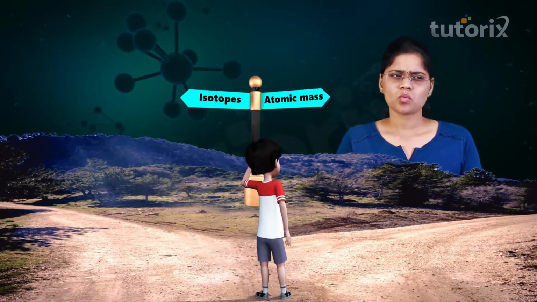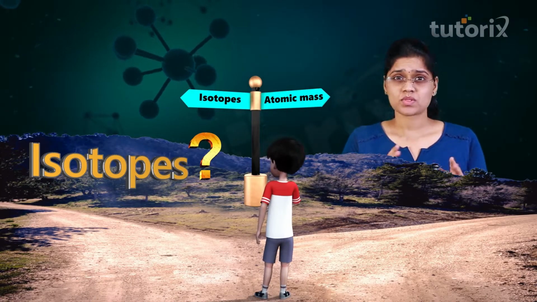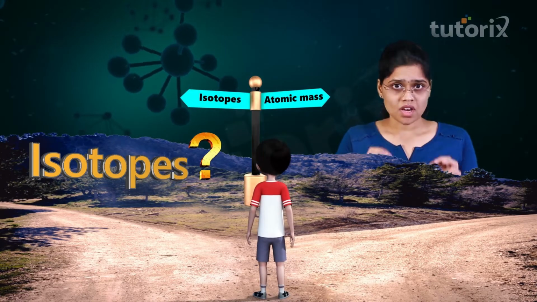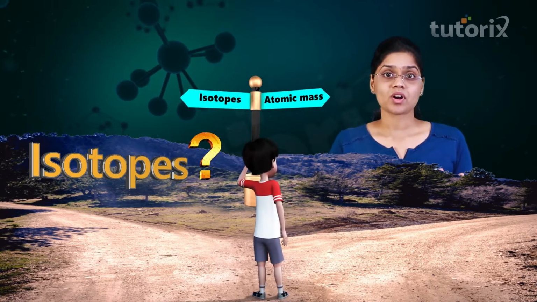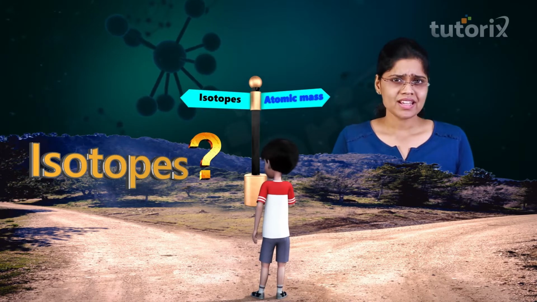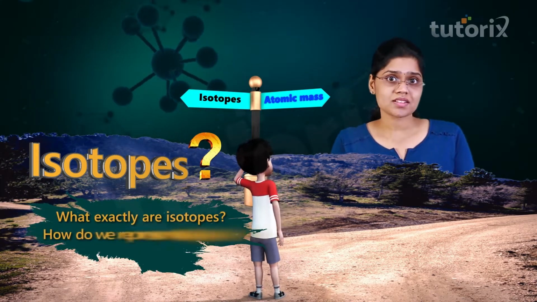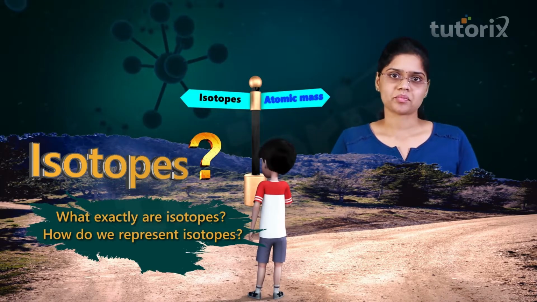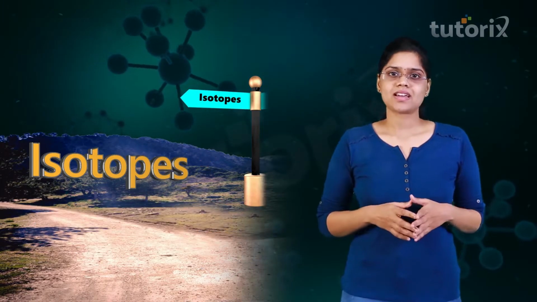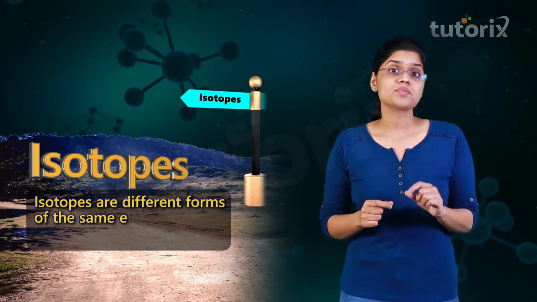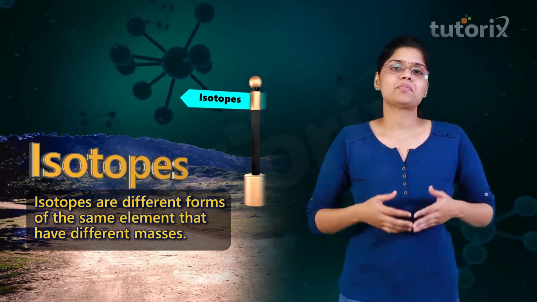Now, I know you're wondering what isotopes are, right? But you see, talking about isotopes now will take us completely off our topic of atomic masses. But don't worry, we'll talk about them in detail, like what exactly they are, how do we represent them, and so on in the next chapter. For now, simply understand that isotopes are the different forms of the same element that have different masses.